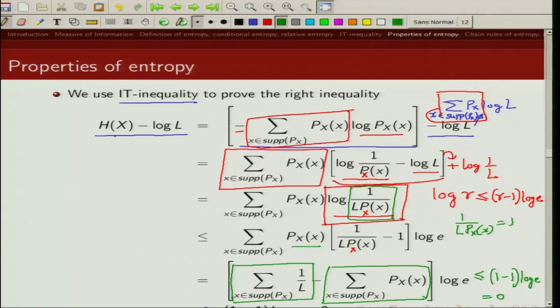You can go back and look at our example of tossing a coin. When it is an unbiased coin, the probability of occurrence of head and tail is the same, half. In that case we have the maximum uncertainty, we have the maximum information.